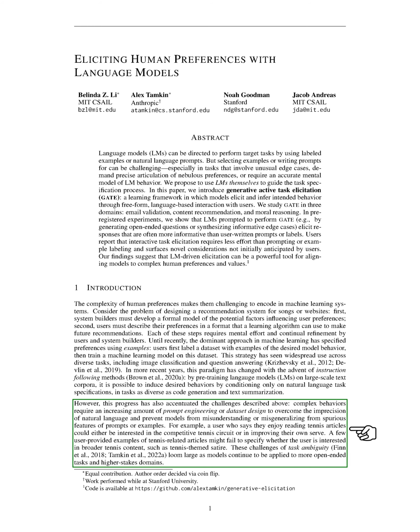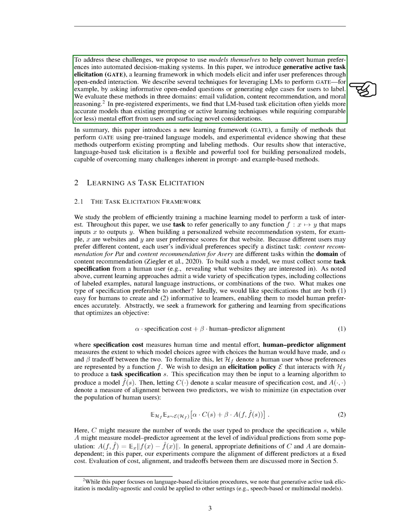As models are applied to more open-ended tasks and higher-stakes domains, these challenges become even more significant. To tackle these issues, we suggest using the models themselves to help translate human preferences into automated decision-making systems. In this paper, we introduce a learning framework called Generative Active Task Elicitation, GATE. This framework allows models to elicit and infer user preferences through open-ended interaction.